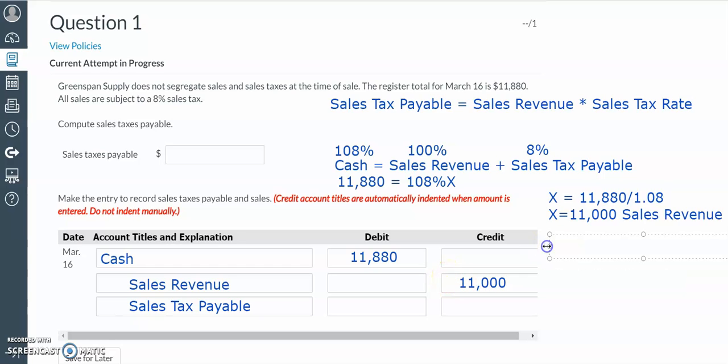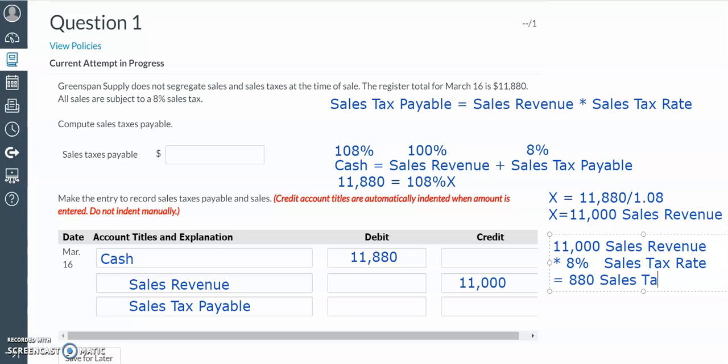And now if you take the 11,000 sales revenue and multiply that by the 8% sales tax rate, you're going to multiply this out and get 880. And this will be your sales tax payable. And you'll notice that this is the formula that I started off with at the top. Sales tax payable equals sales revenue times the sales tax rate.